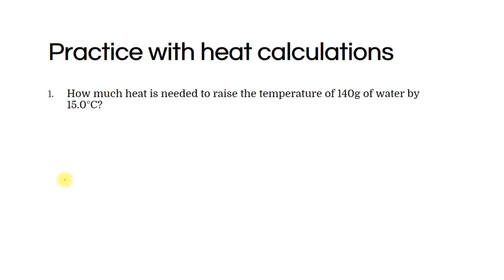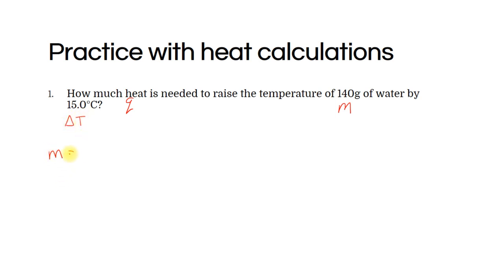Okay, so this one, let's start by assigning variables. How much heat is needed? So heat is Q from that equation we had earlier, lowercase q. So we're trying to find Q. It is needed to raise the temperature of 140 grams. 140 grams, that's going to be a mass, because grams is a mass. So 140 grams of water by 15 degrees. When it says by 15 degrees, that means that's the delta T.